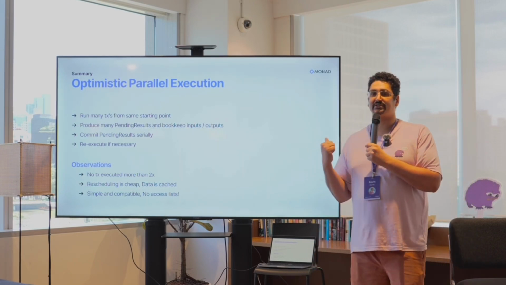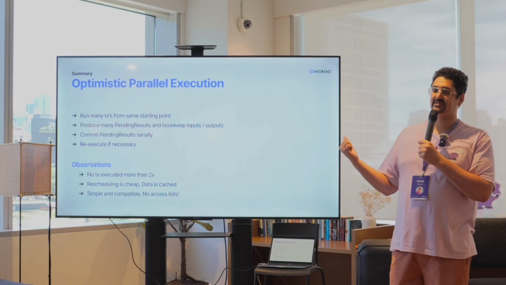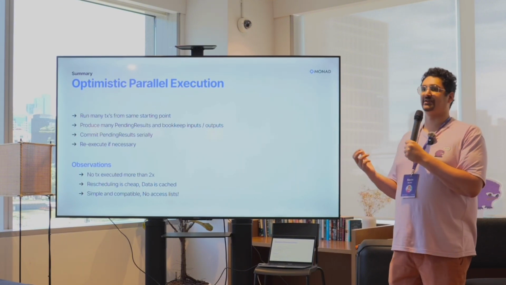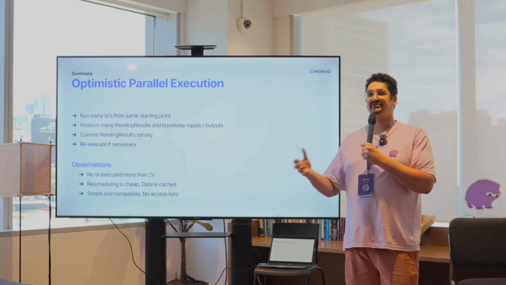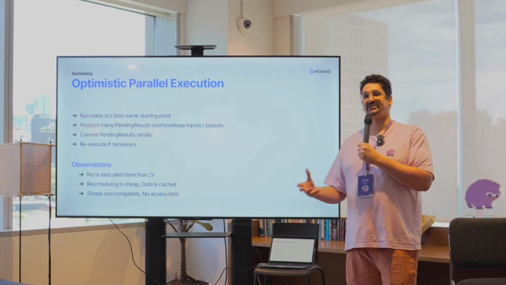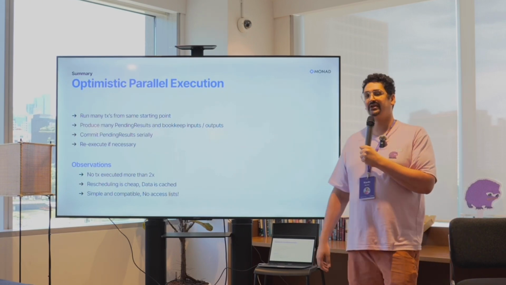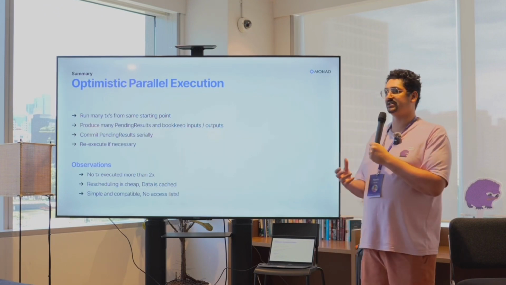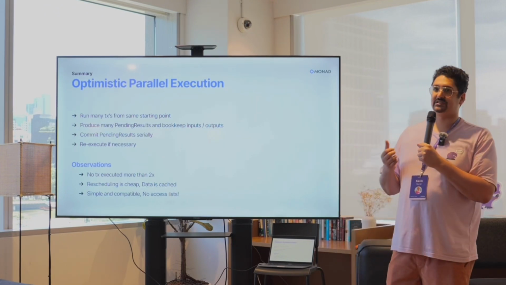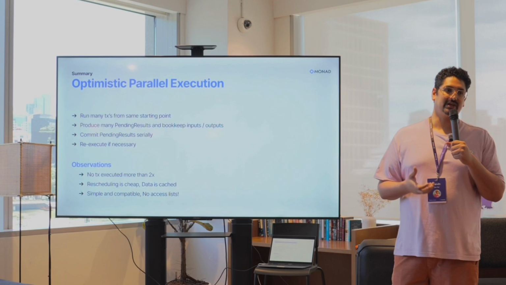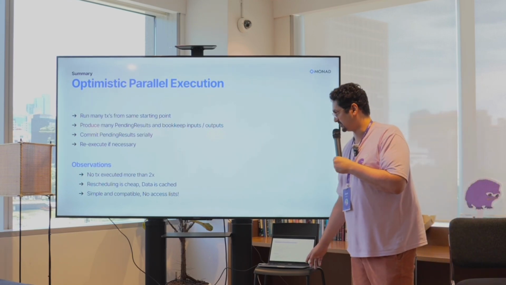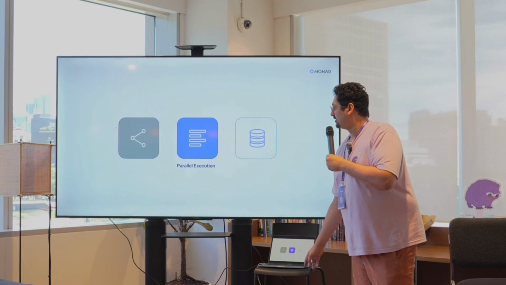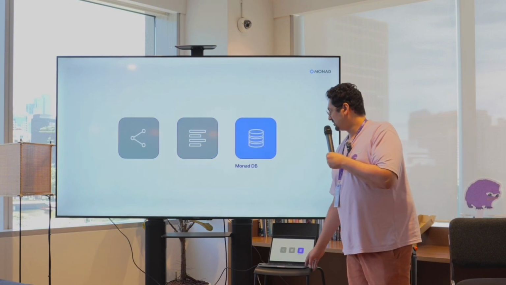Now, one cool thing about this model is you don't have to deal with access lists. Access lists obviously are a little bit hard as a developer to deal with. They also take up bandwidth. So when you have to send in more information to the blockchain, obviously that takes up more overhead on bandwidth. And so essentially you get this familiar interface that you're used to working with an EVM while still maintaining the performance on the back end of a parallel system. So that was parallel execution.